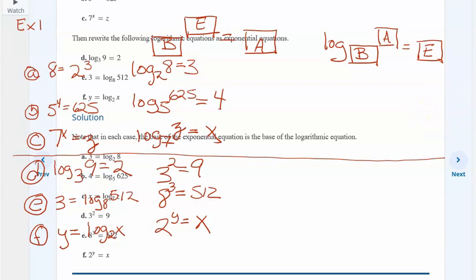Now, notice when we say inverse, once again, we are switching these two around. So here in the exponential form, our exponent is there, and our answer is there. In the logarithmic form, our answer is there, and our exponent is there. Just some reinforcement here.